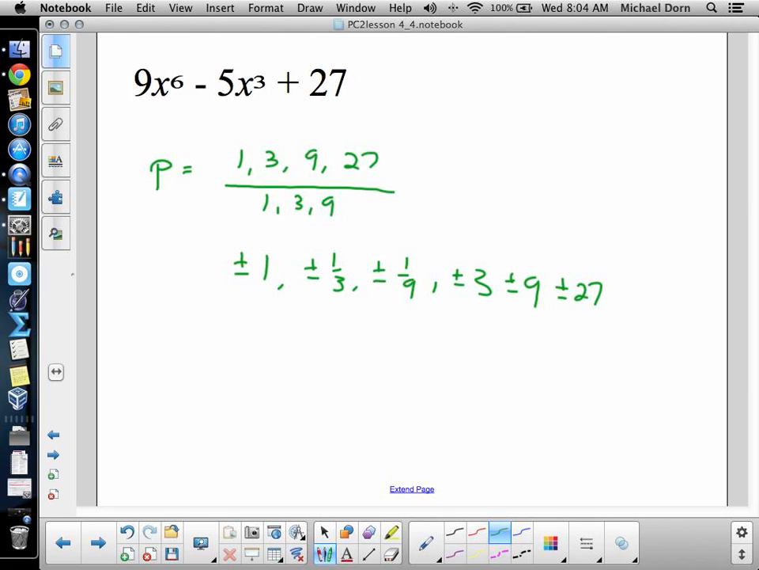And if we were going to set up the synthetic, remember we'd have to leave blanks for the open spaces. So 9, 6, x to the 6th, x to the 5th, x to the 4th, x to the 3rd, x to the 2nd, x to the 1st. That's what my synthetic would have to look like, because I have to account for all those powers of x that are missing. They're not missing, they just have zero coefficients. And then what we do is you just start trying something. I know 1 is not going to work because 9 plus negative 5 plus 27 does not equal 0. So I don't even have to try 1. It's not going to work.